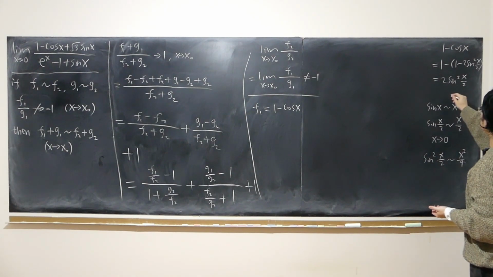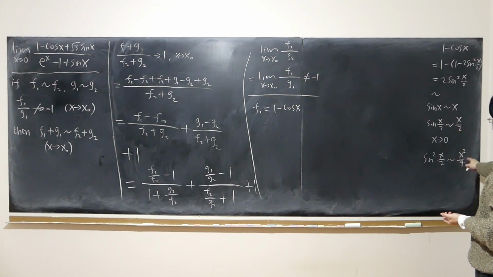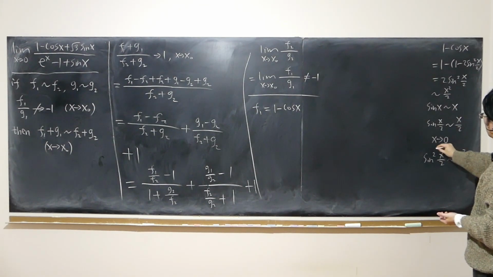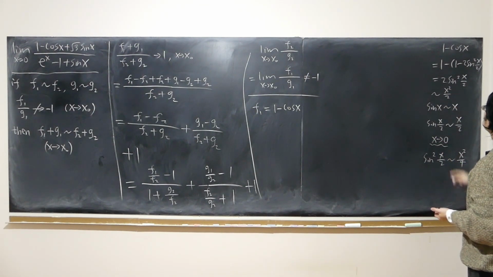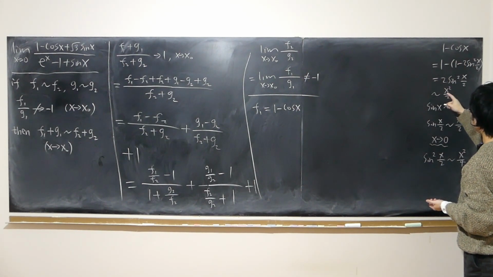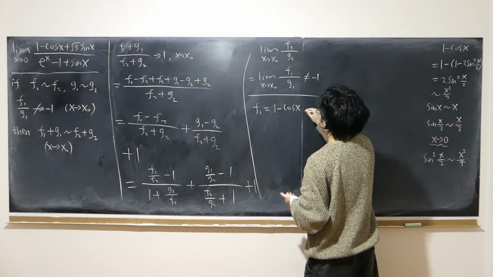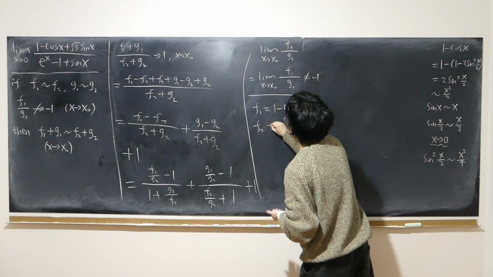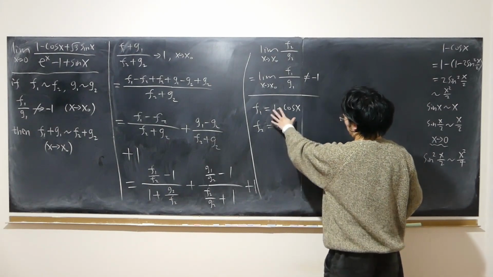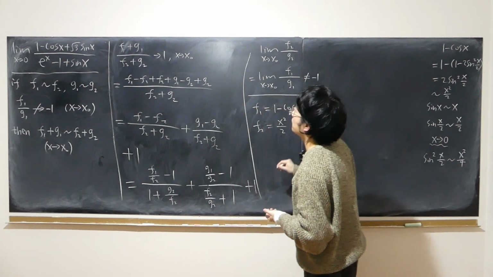And so therefore this is equivalent to, times 2, x squared over 2 during the limit process. So this is really equivalently infinitesimal to half of x squared. So I can say f2 is half of x squared. They're equivalent infinitesimals.